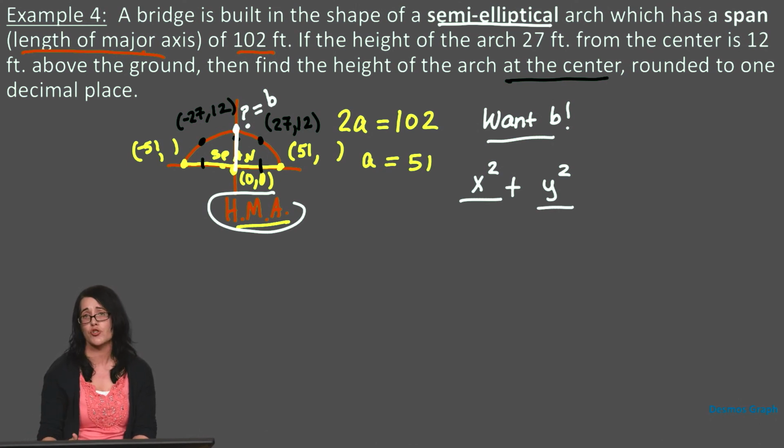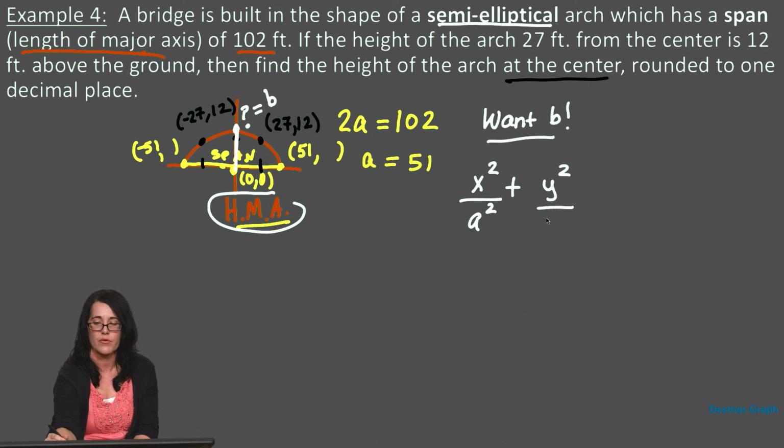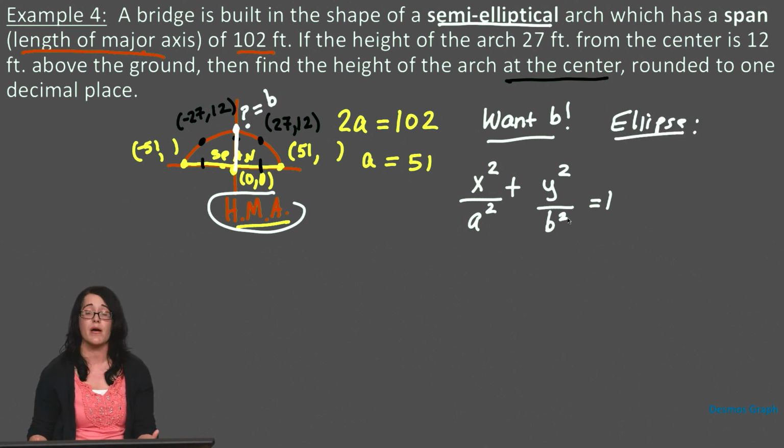Would it be under the x squared or the y squared? That's right, it would be under the x squared. So here would be our a squared and here would be our b squared, and we would be equal to 1. This is my elliptical model. So we think, what is the model for an ellipse? That would be the model because its origin was the center according to the way we drew the picture.